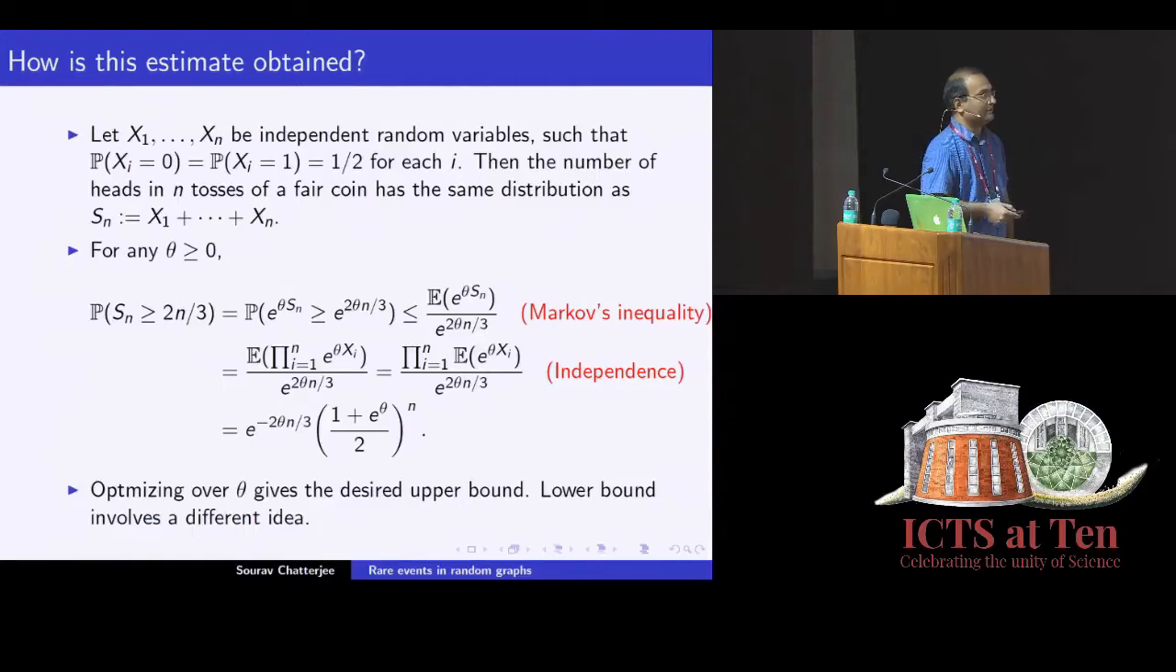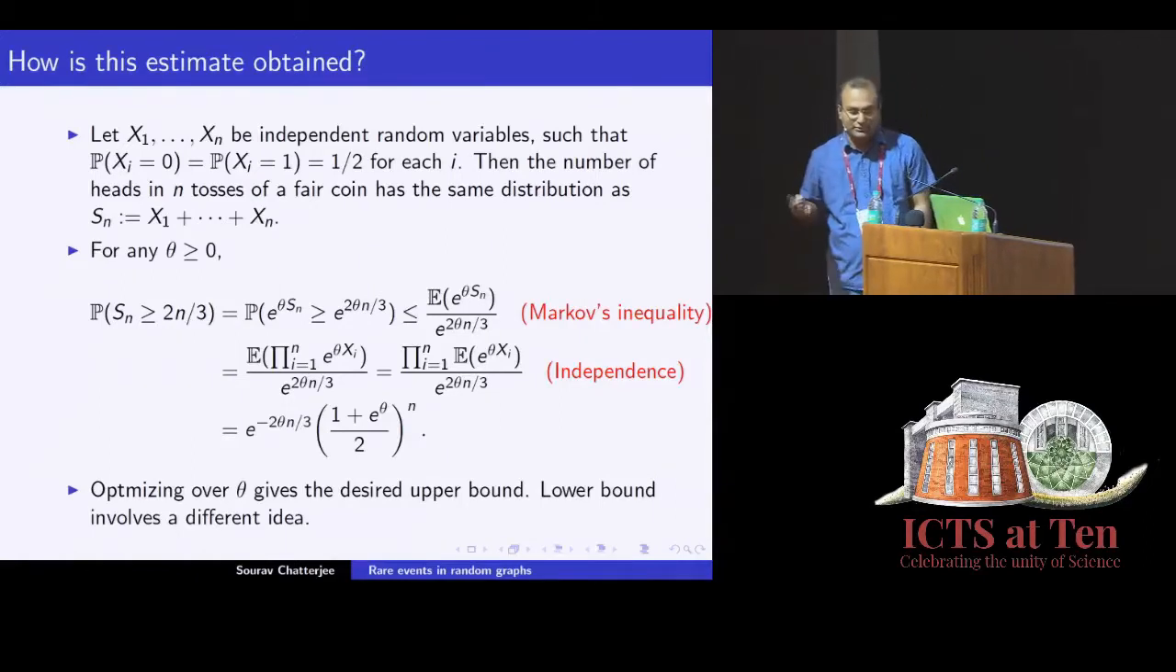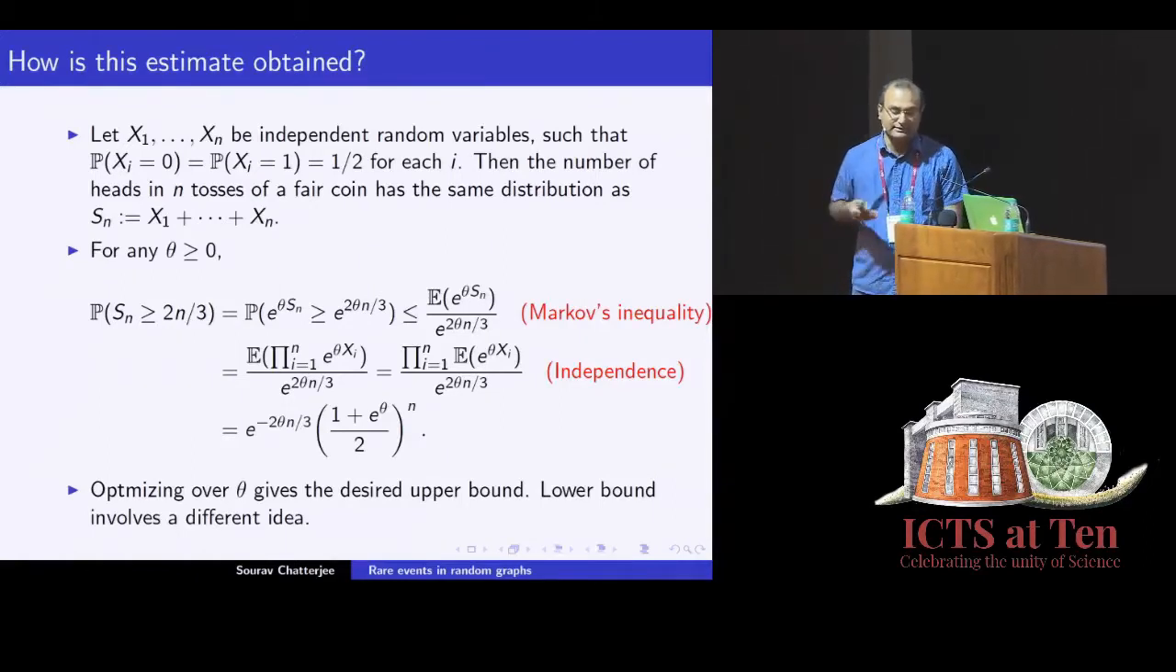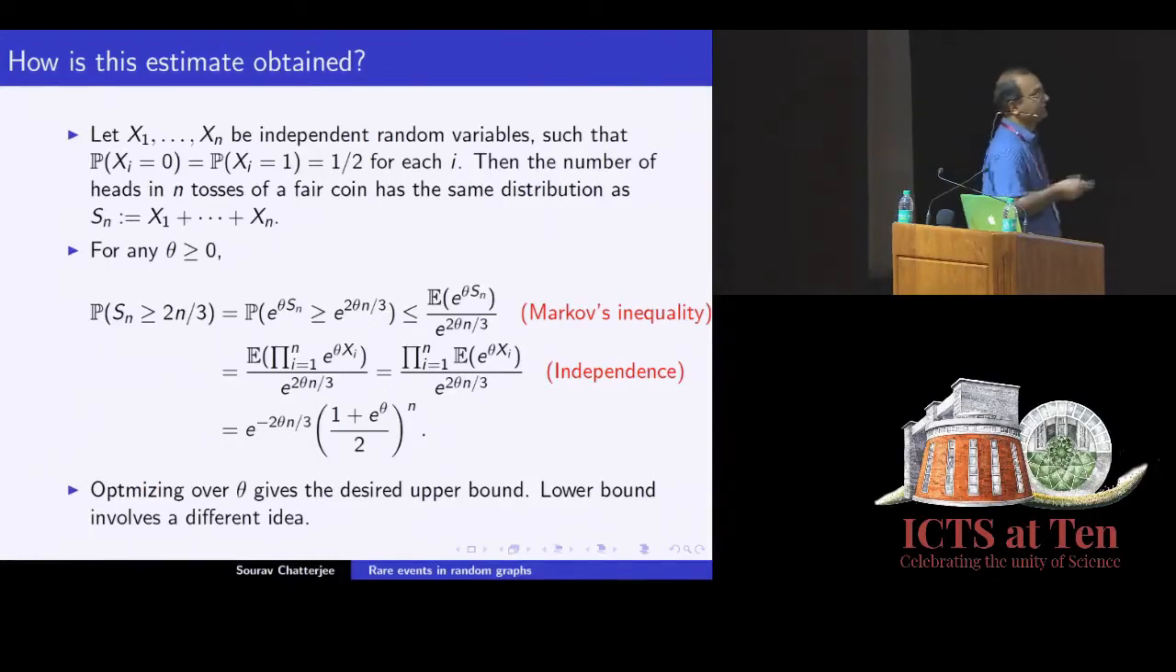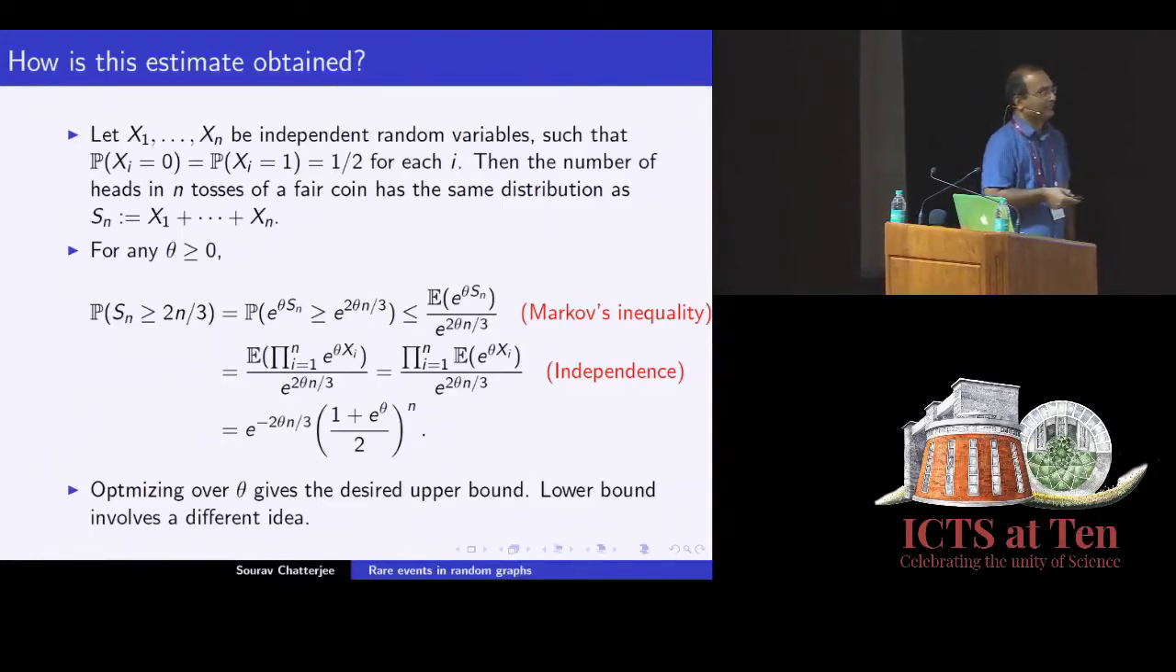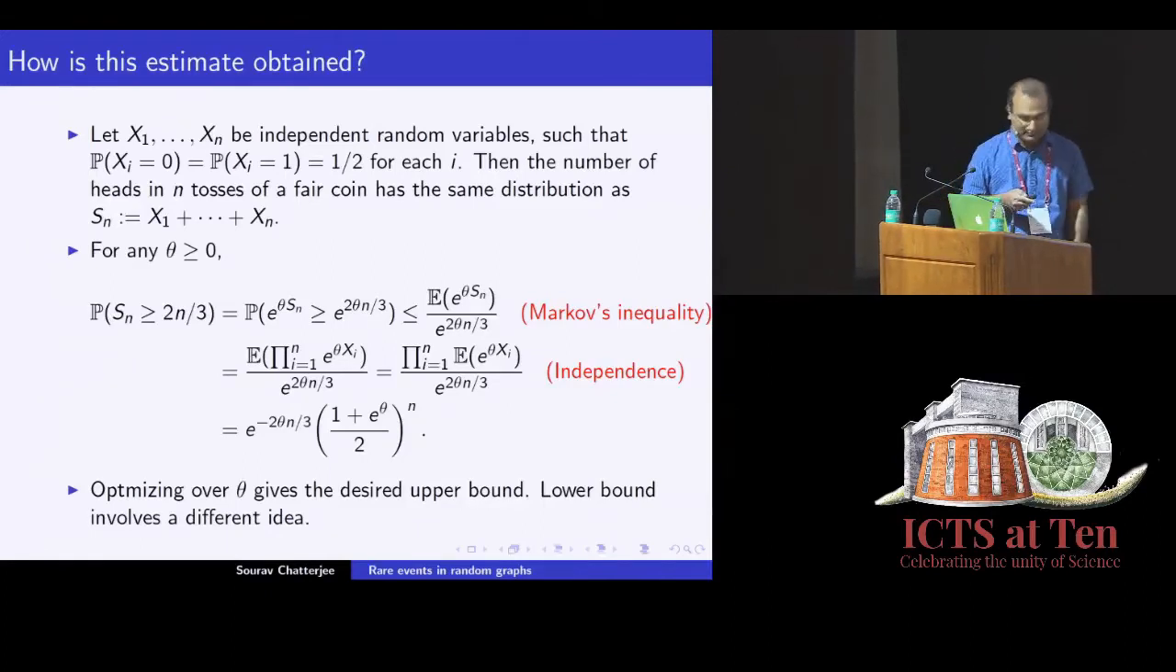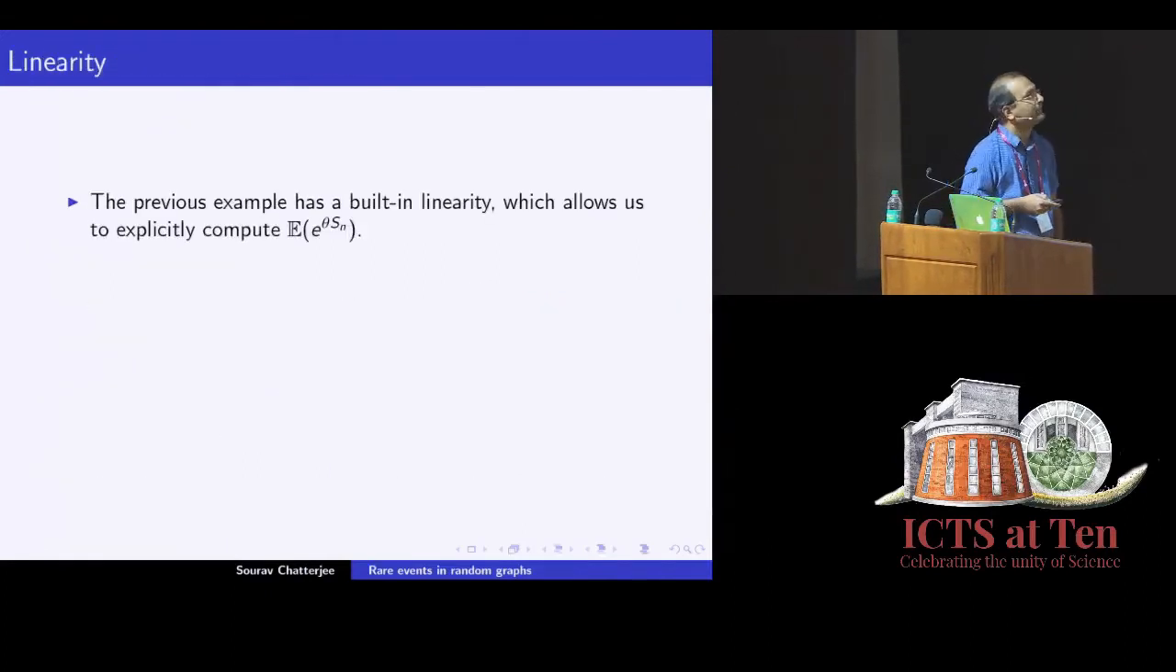And then what you do is you optimize theta to get the desired upper bound. And it turns out, and that's a common feature in large deviations theory, that this kind of an optimization gives you an answer which is actually the correct answer. So you can get a lower bound by a different method, but you achieve the right answer. Okay, so this is roughly the sketch of how this kind of an estimate is obtained.